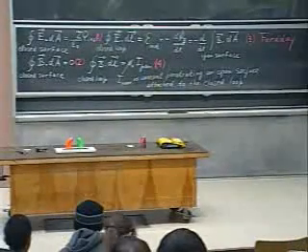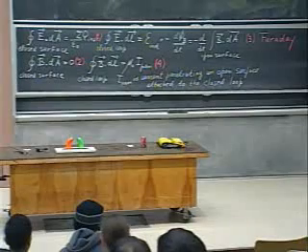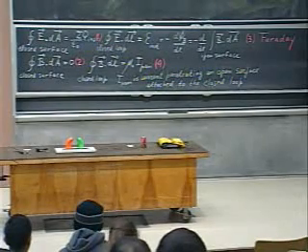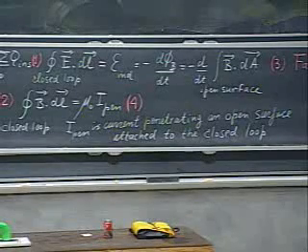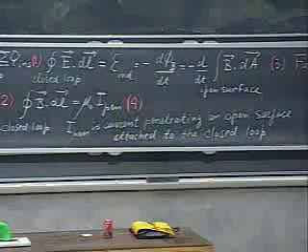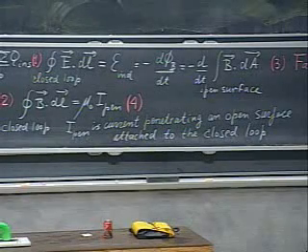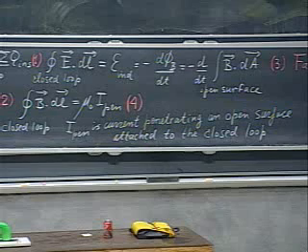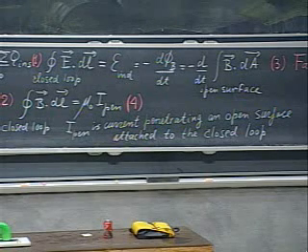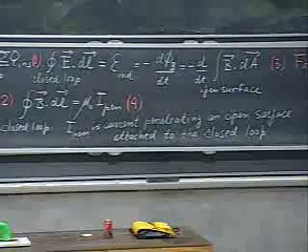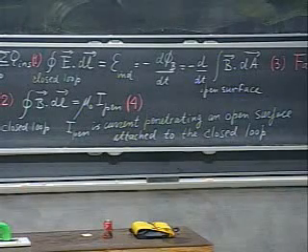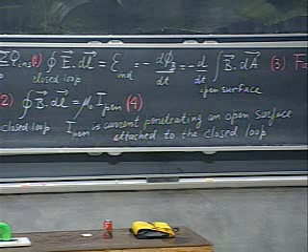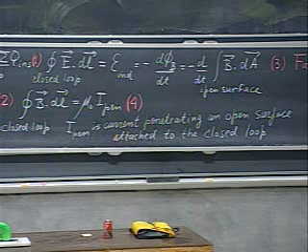You select a closed loop in your circuit. Any loop is okay. You attach an open surface to that closed loop. Any open surface is okay. And you then get an EMF in the loop, and that's the time derivative of the magnetic flux through that surface. And the minus sign indicates that the induced current itself produces a magnetic flux that opposes the flux change, and that we refer to as Lenz's law.